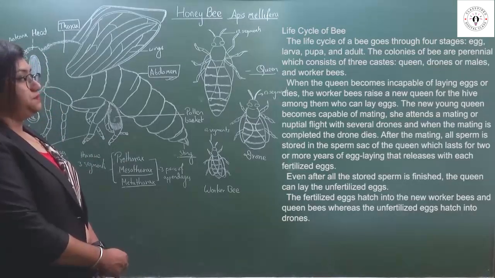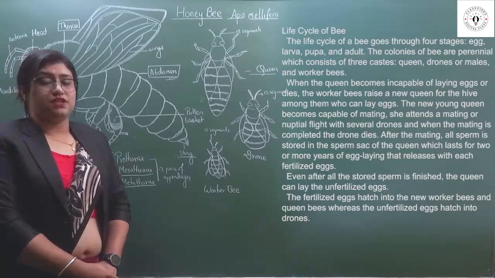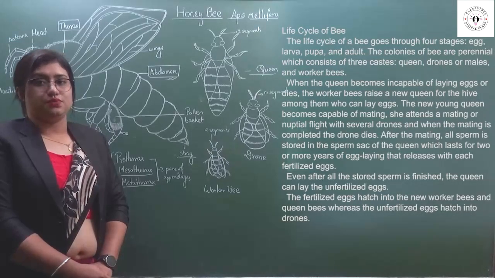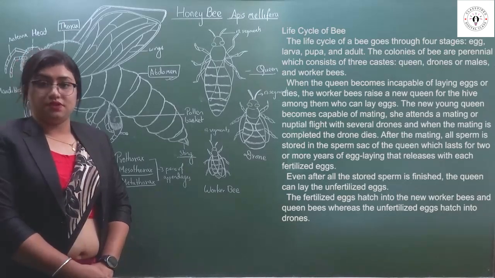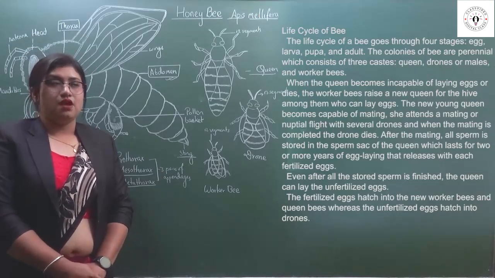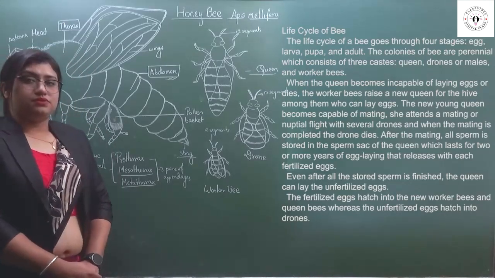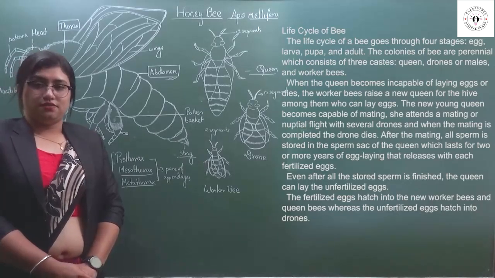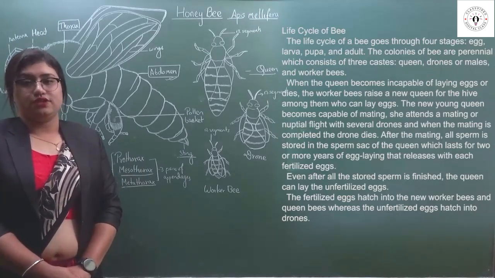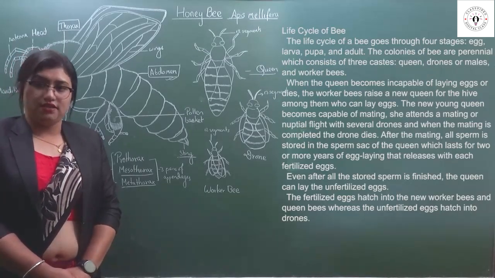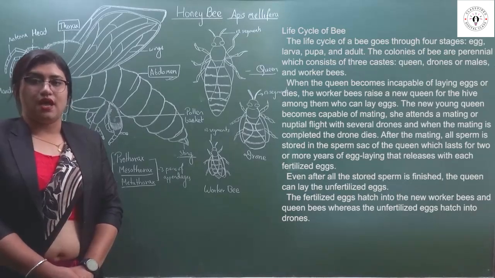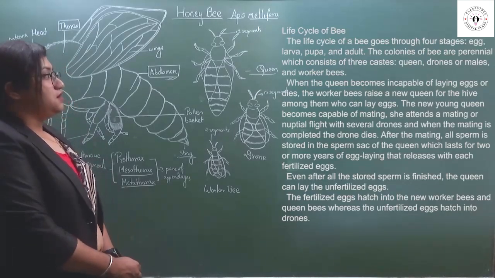Life cycle of the bee. The life cycle of the honeybee is also similar to the silkworm. Same as in the silkworm, the life cycle of the honeybee is also completed in 4 different stages, that is egg, larva, pupa and adult.